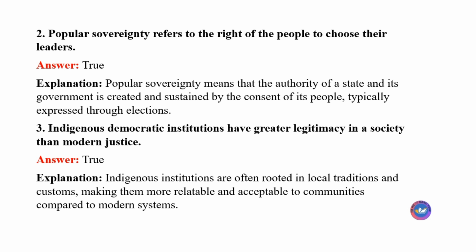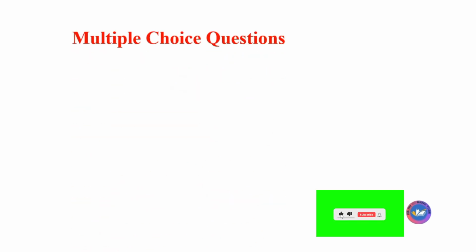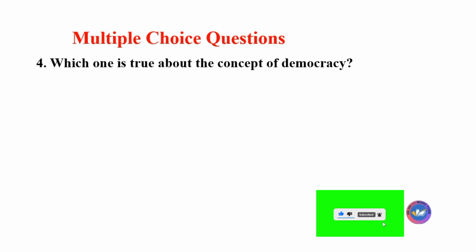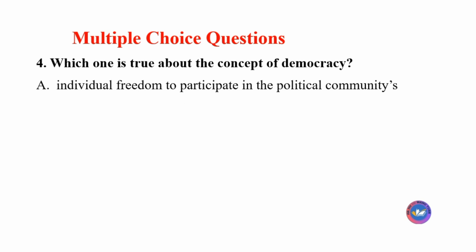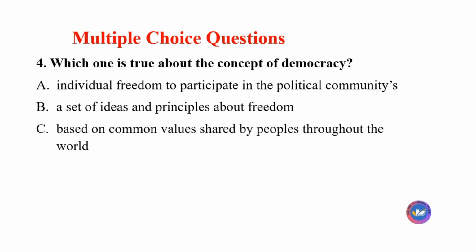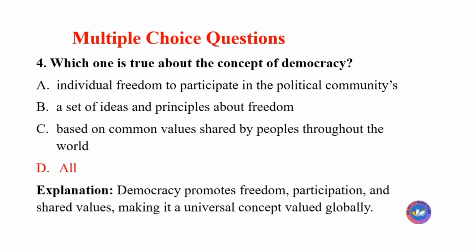Choose the correct answers. Question number 4. Which one is true about concept of democracy? A. Individual freedom to participate in the political communities. B. A set of ideas and principles about freedom. C. Based on common values shared by peoples throughout the world. D. All. The answer is all. Democracy promotes free participation and shared values, making it a universal concept valued globally.